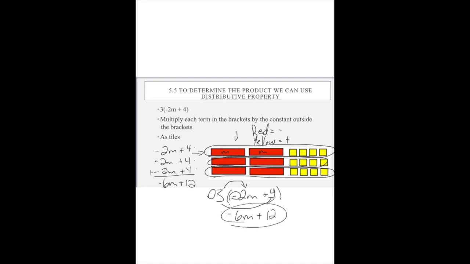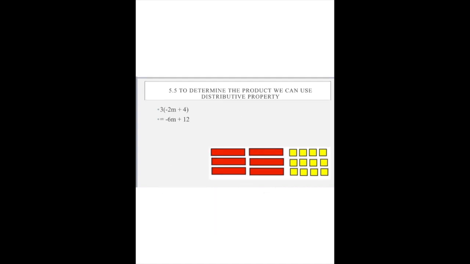So either way, whether you look at it in one manner up here, or look at it here as an addition phrase, adding 3 of the same phrases together, you have identical sets of tiles. We'll end up with negative 6m plus 12. Or if you multiply by 3, you end up with the same set through multiplication, and you end up with negative 6m plus 12. So that's really what we're representing when we come up with these multiplication sentences, the same thing we would do with addition.